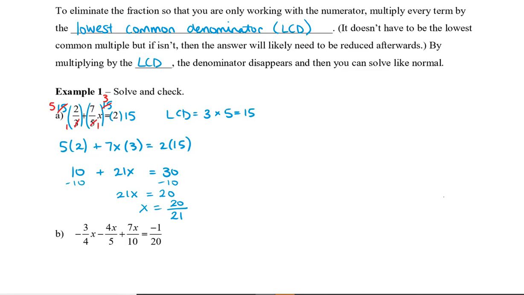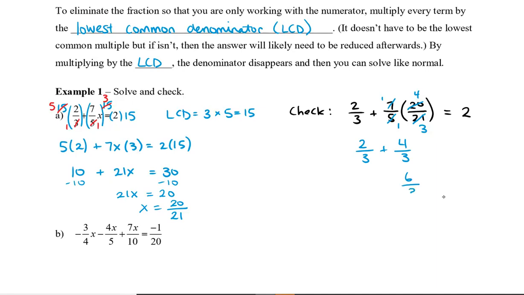All right, let's do a little check. So to check, we're going to take our number that we got for x, which is 20 over 21, and substitute it back in to x. On the left side, I can see that the 7 crosses off with the 21 to become 3, and the 5 crosses off with the 20 to become 4. So now I have 2/3 plus 4/3, so that's 6/3, and that equals 2, which indeed equals 2 on the right side. So that is good.